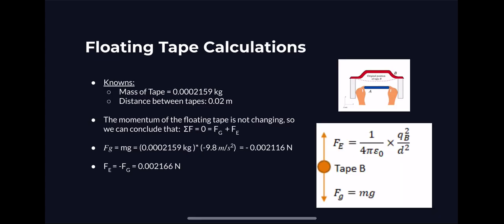After determining the sign of the tape's charge, I was able to set up the model, as seen again in the top diagram, and determine some of the key values. I first calculated the mass of the tape in kilograms, and then measured the distance between the floating tapes in meters. Because the floating tape is motionless, I determined that it is in equilibrium. Thus, the sum of the forces acting on the tape, in this case a gravitational force and an electric force, is equal to 0. This is depicted in the free body diagram on the bottom right. The gravitational force is then calculated using mass times gravity and equals around negative 0.002 newtons. At this point, we know that the electric force acting on tape B is equal and opposite to the force of gravity, and we will be able to use this value going forward.